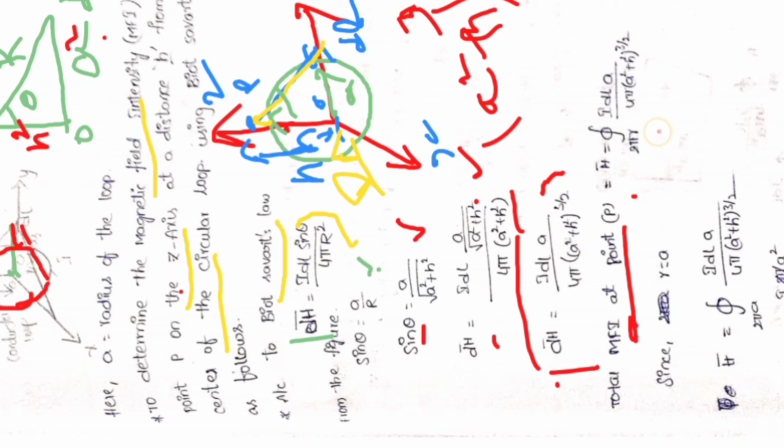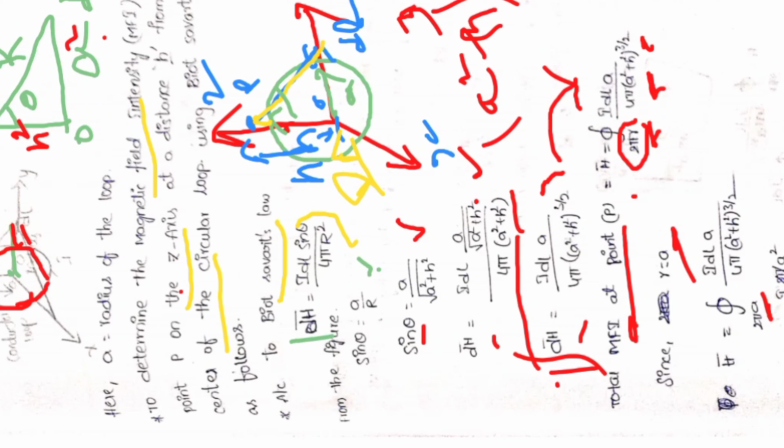Total H bar equals closed integral of I dl a by 4 pi into a square plus h square power 3 by 2, which we substituted here. If you integrate dH, you will get H. Hence, we are integrating with respect to the total perimeter of the circle, 2 pi r. Since r equals a, we can substitute 2 pi a in place of r.